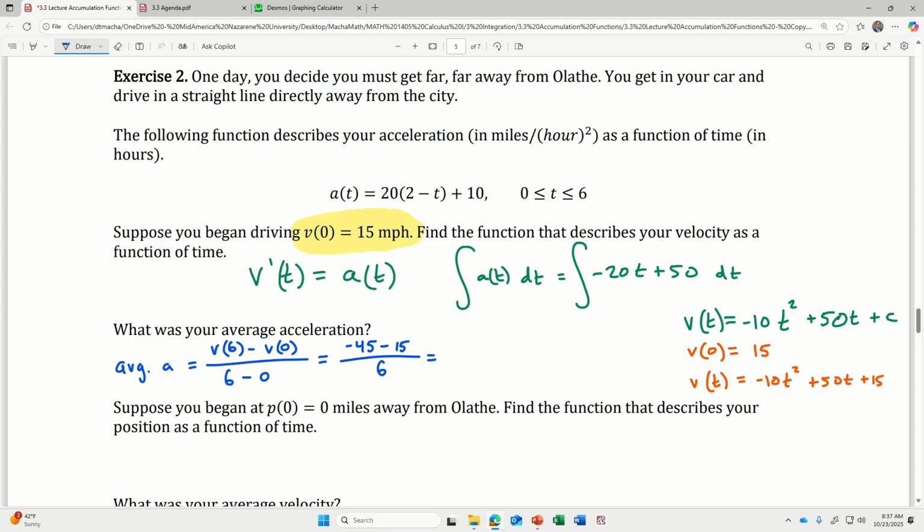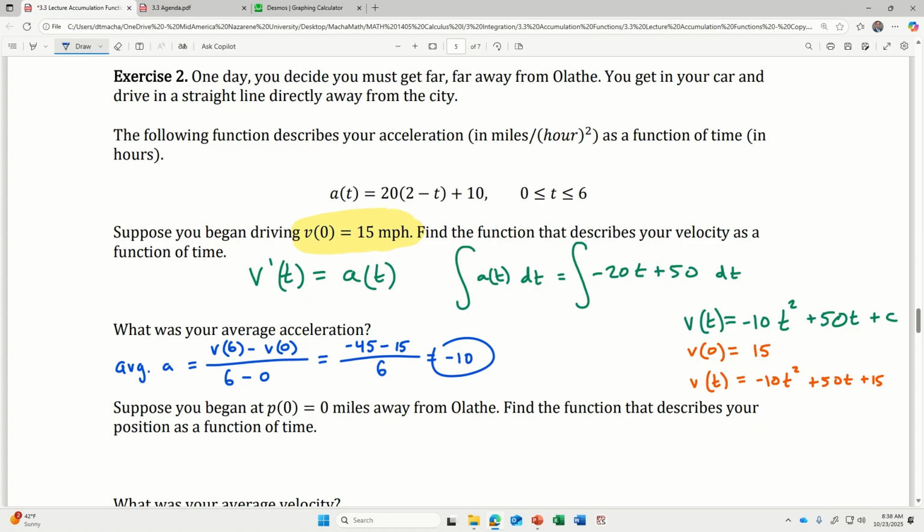My velocity at the end was negative 45. My velocity at the start was 15. So I've got negative 60 over 6, which is negative 10. Average acceleration was negative 10.